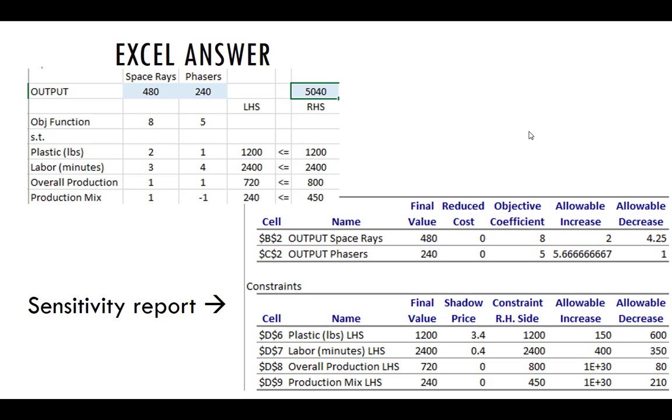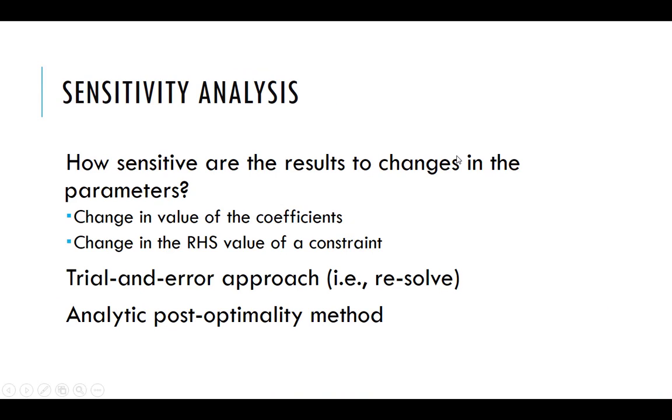So now that we've seen the feasible region, the geometry of the problem, what it looks like in 2 dimensions, it's easier to talk about the sensitivity report, which is what we're going to do. So what we want to do now is talk about the sensitivity report that got kicked out. How sensitive are the results to changes in the parameters? For example, we could change the value of the coefficients.